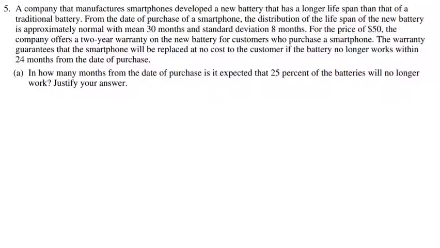All right, part A. In how many months from the date of purchase is it expected that 25% of the batteries will no longer work? Justify your answer.